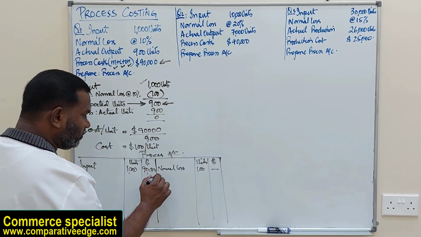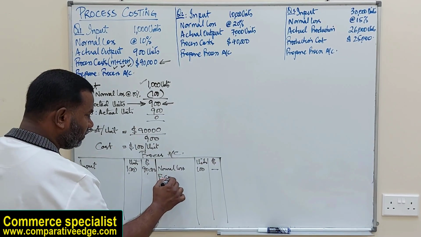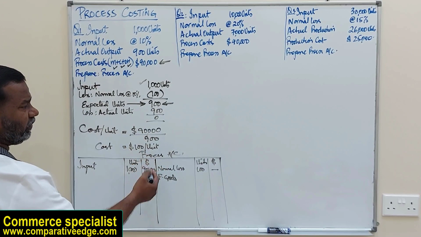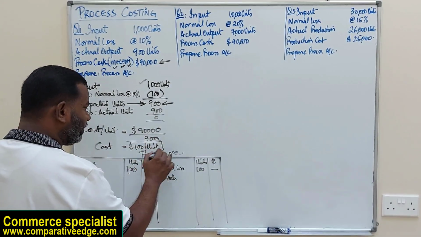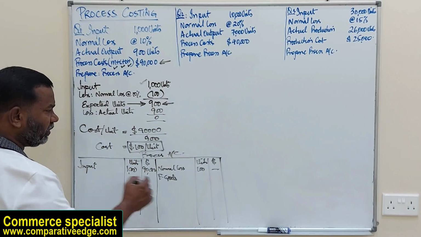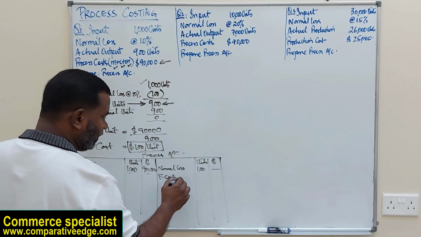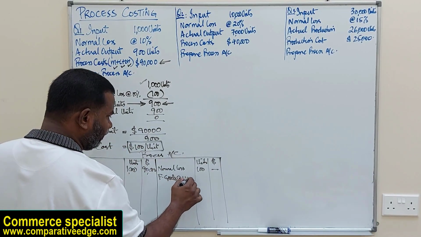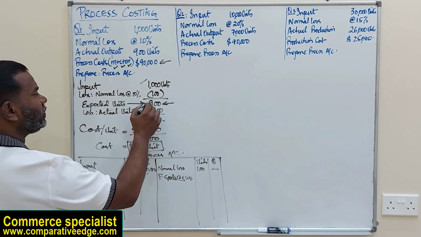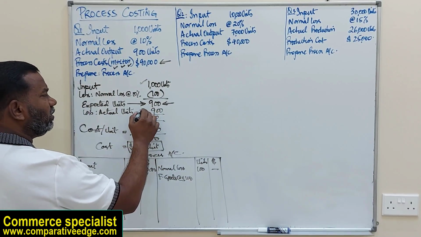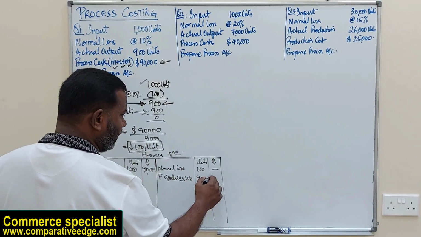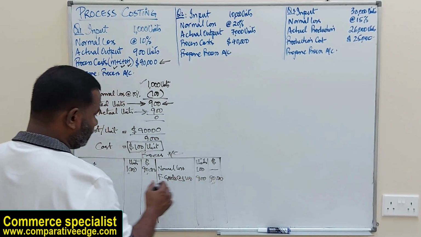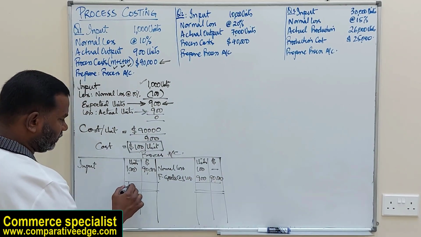Then we have finished goods. We are assuming this is the first and the only process. Finished goods are valued at $100, so we are saying at the rate of $100. How many units are there? Expected output and actual output, 900 units. So these are 900 units. If you multiply by 100, you will get 90,000. So when you add, this is 1000 units.